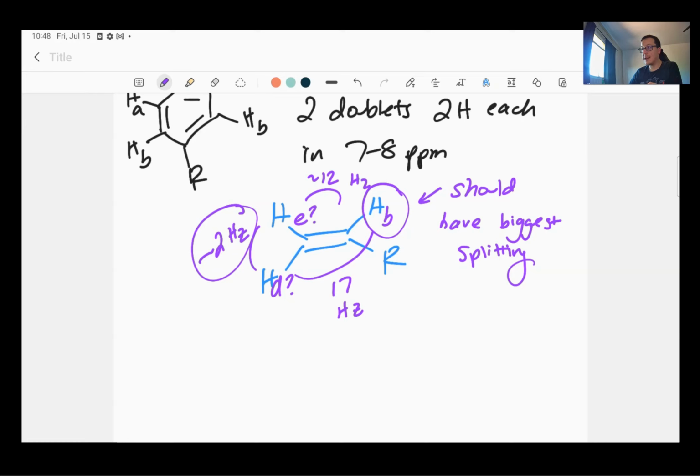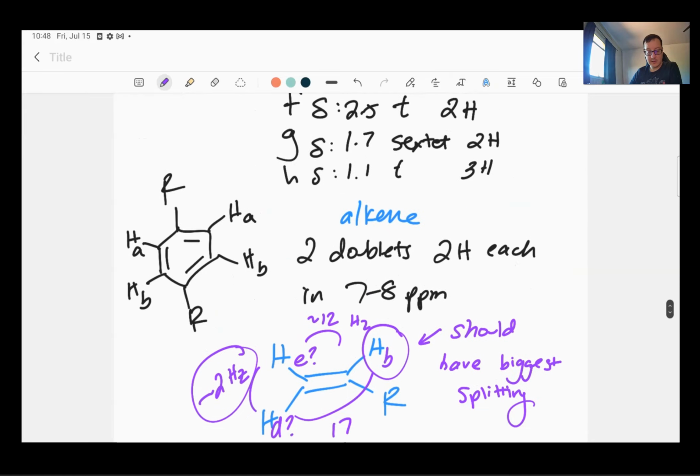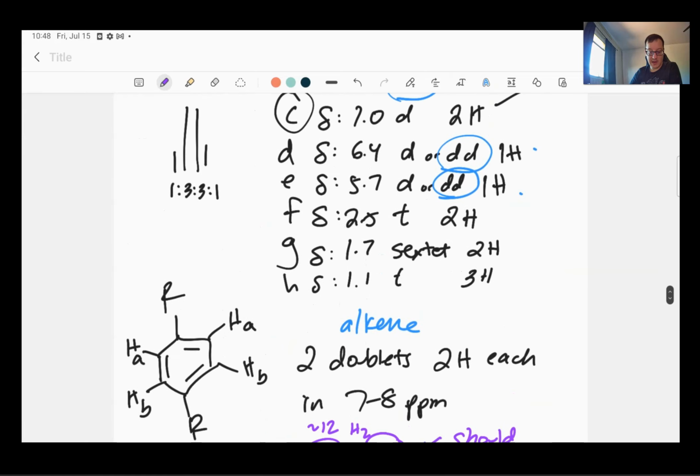So now let's look at F, G, and H. What can we do with these? So F, G, and H, we have a triplet of 2 hydrogens, sextet of 2 hydrogens, triplet of 3 hydrogens. This is another relatively common pattern. How might we arrange F, G, and H? What might that look like?